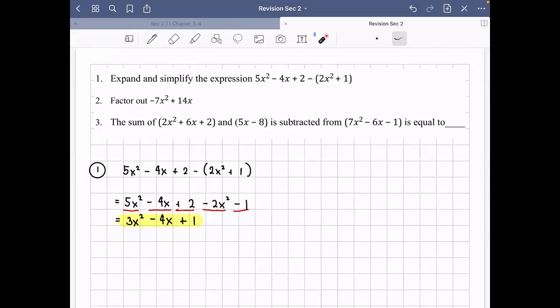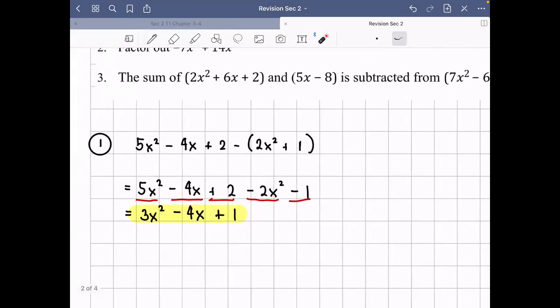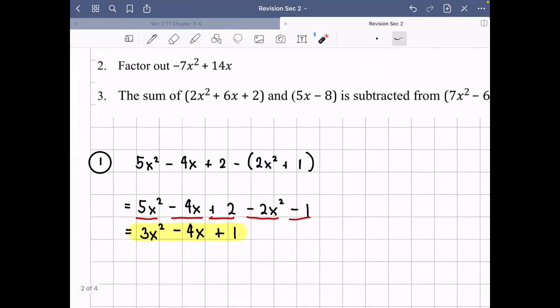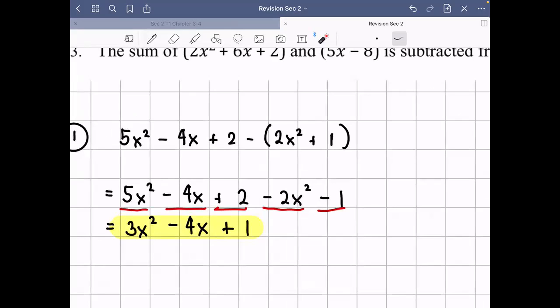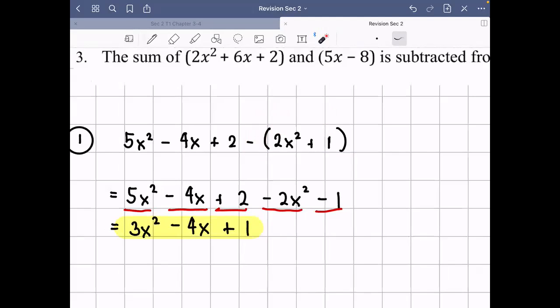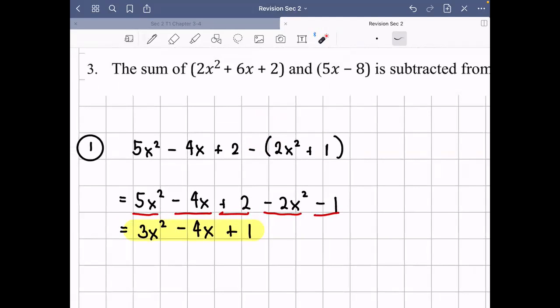All right, so expand means, you remember the distributive properties that we had discussed before? If you have a number here, let's say we have 2 here, when you distribute, it's expanding. And now when we simplify, we combine like terms, just like what we did here with 5x squared and negative 2x squared. So that's the main difference between the two.